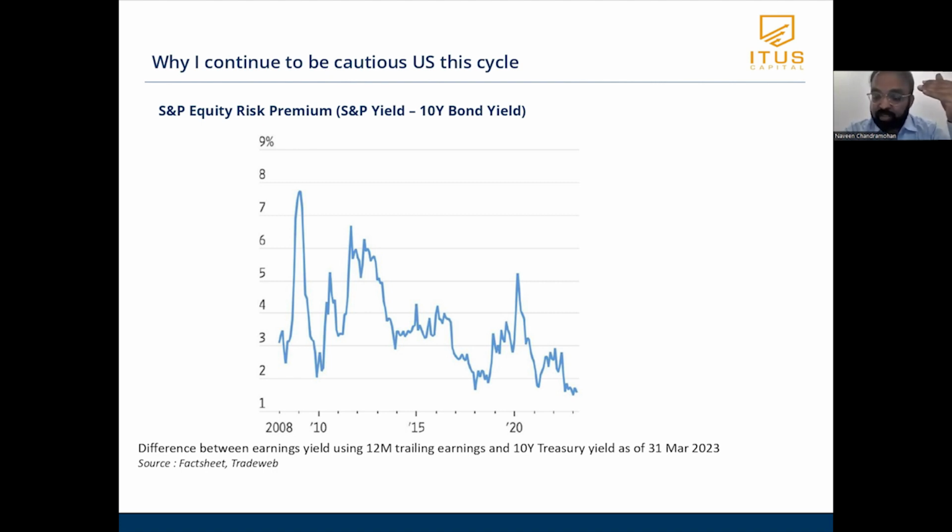Look at 2010 and 2011. This was when the Euro crisis and the Greek crisis hit. Look at 2020, when COVID hit. And where we are today is almost 1.4%. What this means is I'm getting paid only a 1.4% additional risk premium for investing in equities versus what I can get if I just go and buy 10-year treasuries.